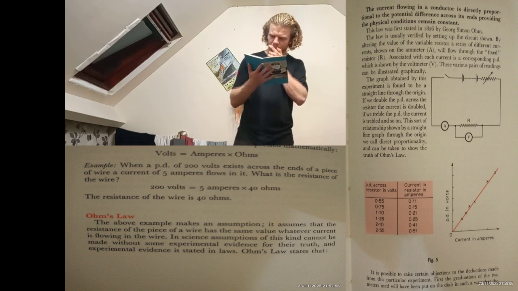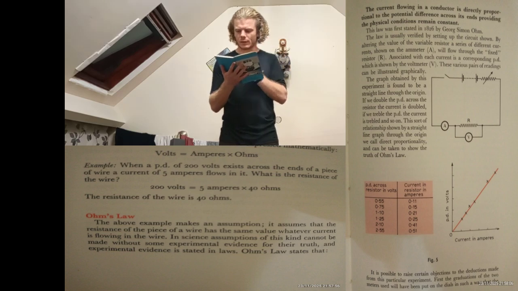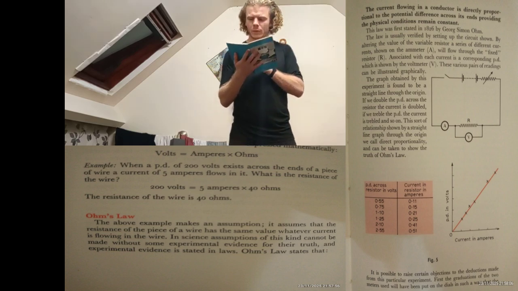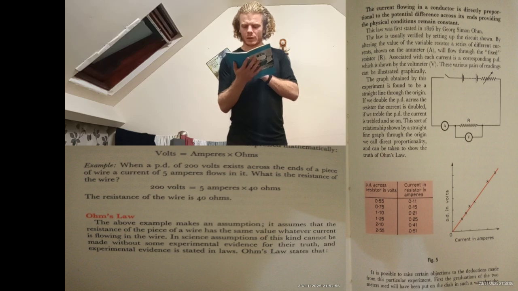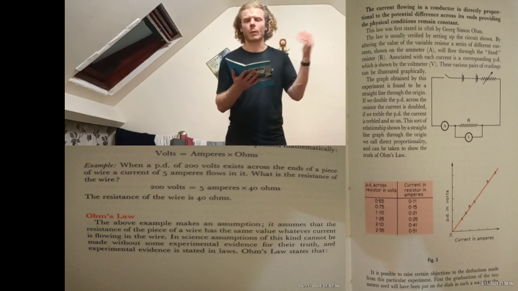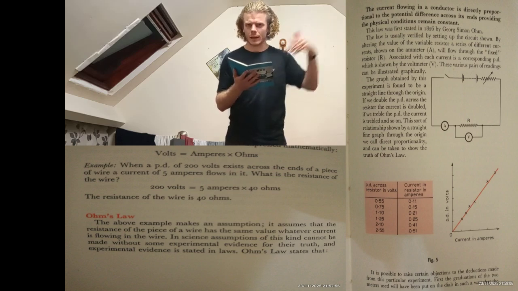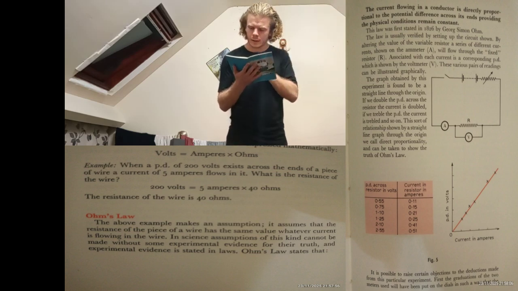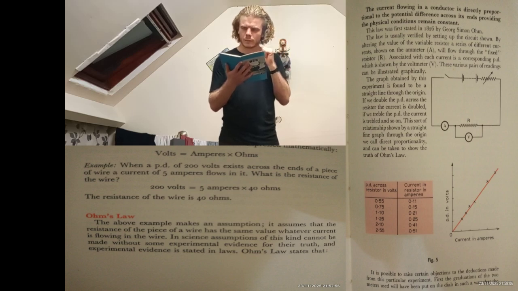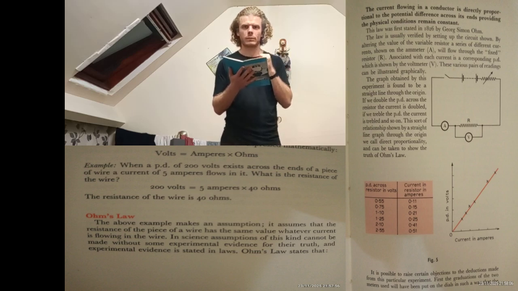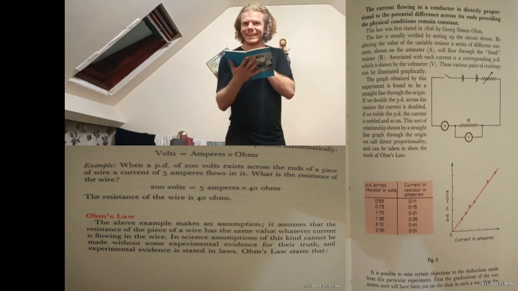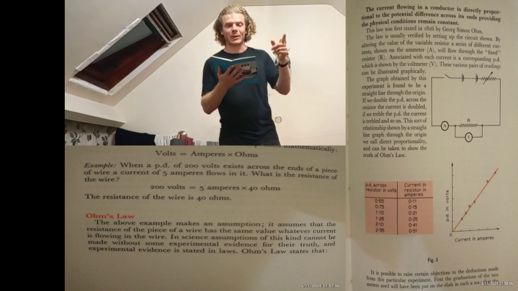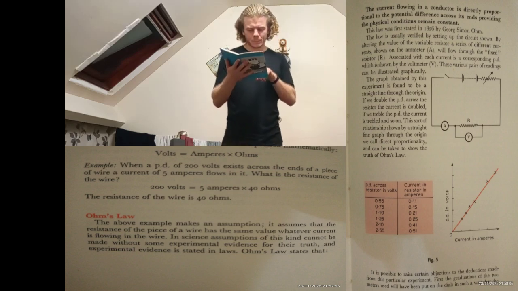The graph obtained by this experiment is found to be a straight line through the origin. If we double the potential difference across the resistor, the current is doubled. We're saying 1 is 1, 2 is 2, 4 is 4, 8 ampere in, 8 volt are lost. The thing is 8 ohms. The graph obtained has 1 ohm. 1 ohm takes away 1 volt. We had it in an example previously.